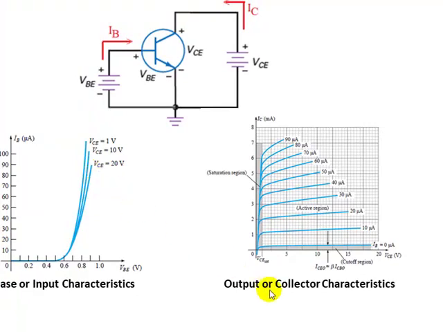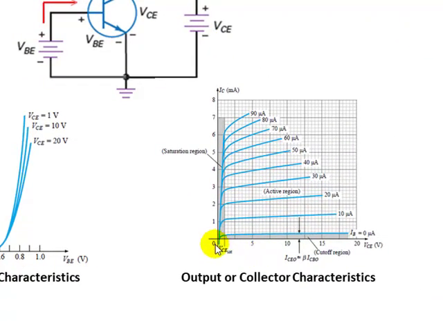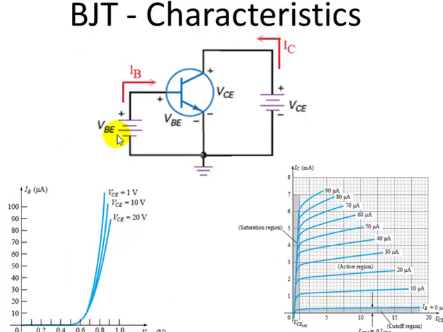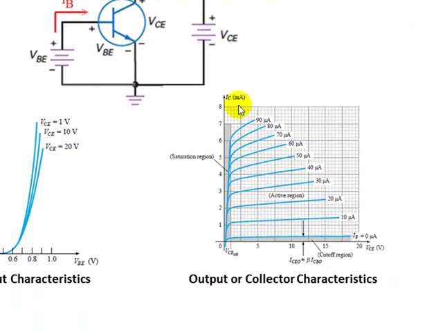To obtain output or collector characteristics, we will fix VBE so that the base current is also fixed, and we will increase VCE from 0 volt. As we increase VCE from 0 volt, the current will also increase very slightly, as you can see in this graph. And this experiment is repeated for different values of IB. That means we will change VBE and then we will repeat the experiment. We will increase VCE from 0 to some maximum voltage, and we'll note down how the collector current is increasing.